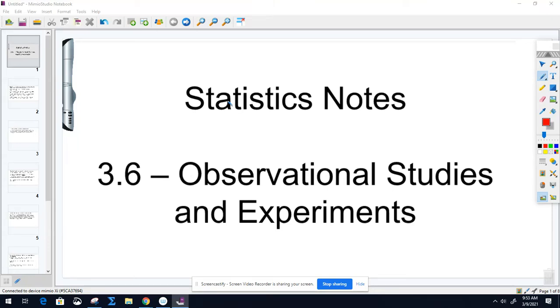Good morning, stats. We are on to 3.6, the last section we're going to do this week. We're going to have a review day and then a quiz on Friday. So we are looking at observational studies and experiments. We talked a little bit about this in 3.1. It was mostly the observational studies. We're going to get into the experiments a little bit more.